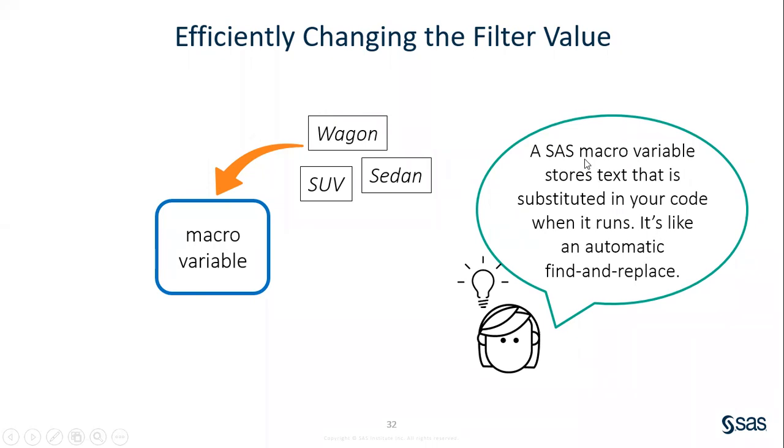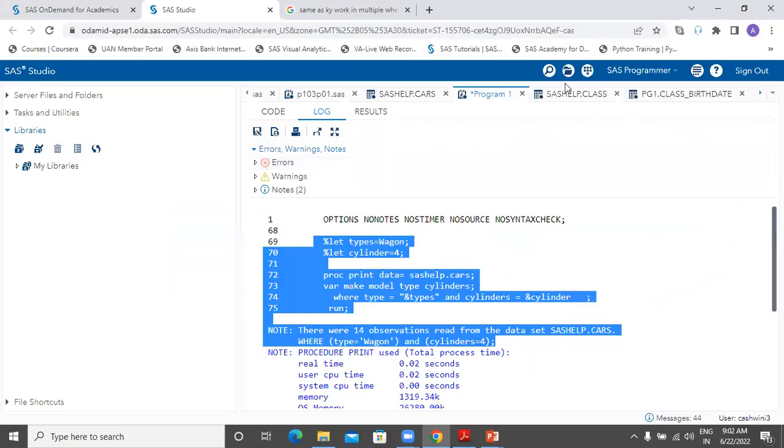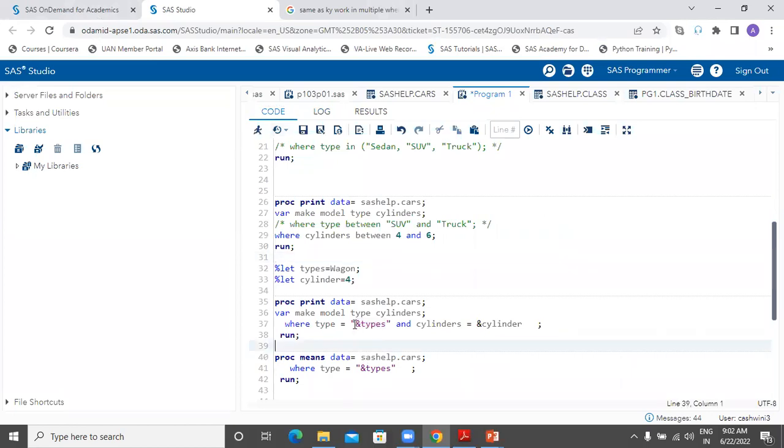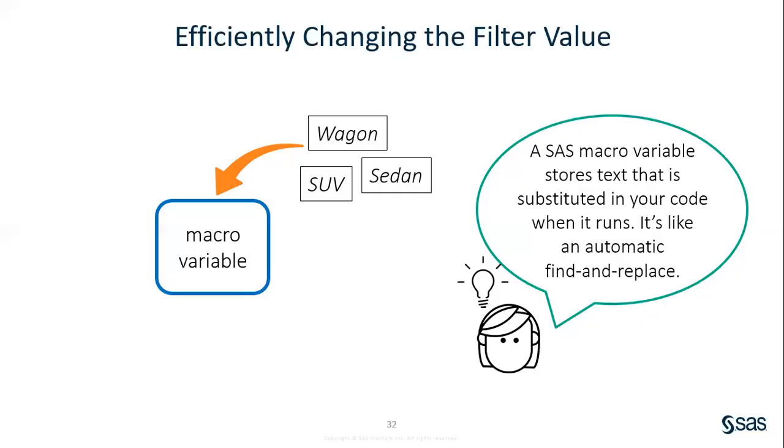So it's like find for ampersand type and replace wherever the type is coming at. So that's what it's telling. So find in your program wherever this symbol ampersand type means the value is wagon. So wherever in your table type wagon comes, it should represent wagon and it will select the value. Same goes with cylinder. Okay, that's what it is doing.